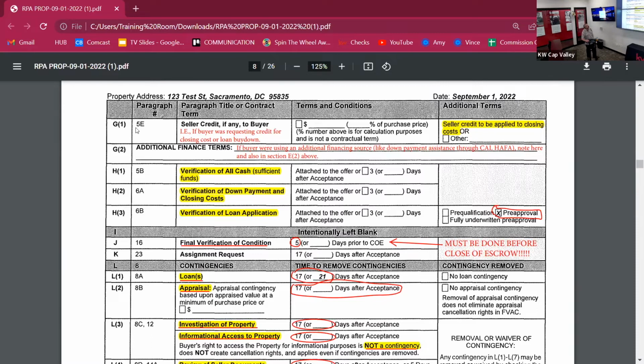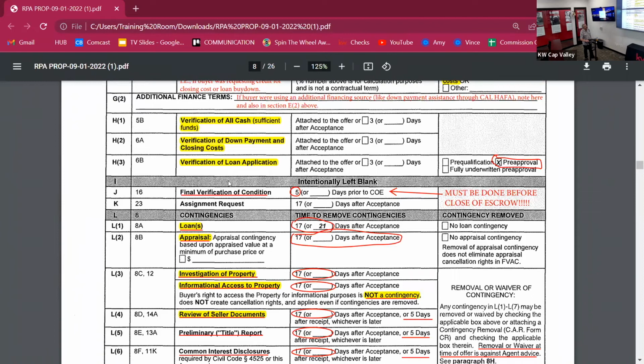So this paragraph here, the section G1, you're going to see this becoming much more prevalent right now, because sellers are trying to attract buyers and interest rates are so high. You're seeing a lot of sellers buying down the buyer's loan as a credit as part of the transaction. That's where you would use this. Again, like with secondary financing, you can point that out for description here.